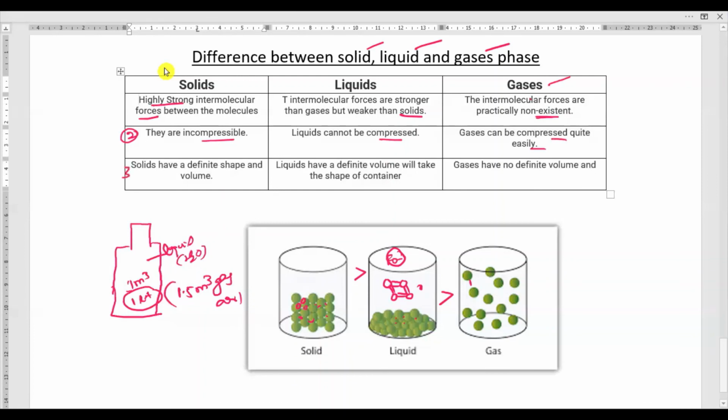And the third difference between these is that solids have definite shape and volume, but liquids have a definite volume, and they will take the shape of the container because liquids don't have any particular shape. They will take the shape of the container itself. Gases have no definite volume and no shape. Okay, so these are the differences between solids, liquids, and gases.